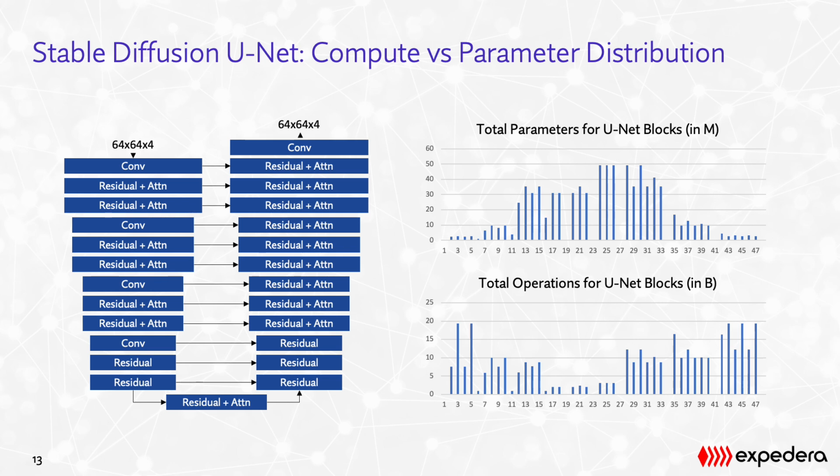Now, the interesting problem for this is if you look at the top graph there, that shows the parameters. So where are we spending our memory budget? There's a ton of memory demands on the layers in the center of the U, so think of as we get lower and lower. But where we're spending our compute budget doesn't align with that at all.